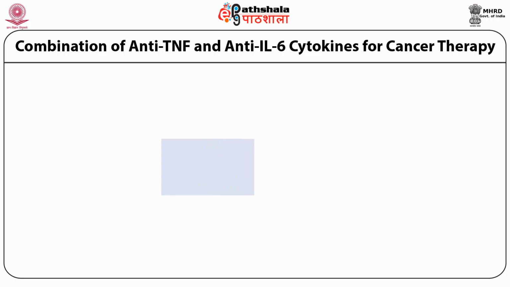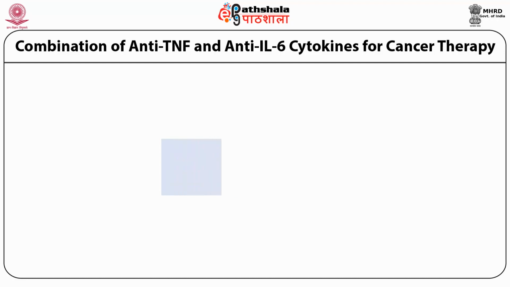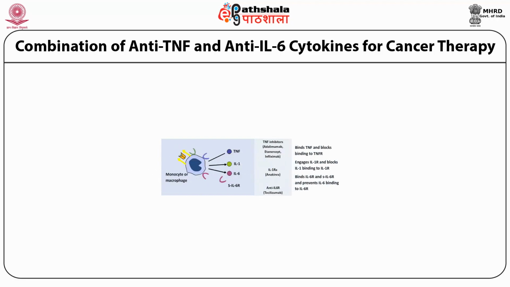Along with TNF inhibitors, we can also use IL-6 receptor inhibitors. It binds with the IL-6 receptor and soluble IL-6 receptor and prevents IL-6 from binding to the IL-6 receptor. TNF inhibitor and IL-6 inhibitor can both be used as combination therapies for cancer.